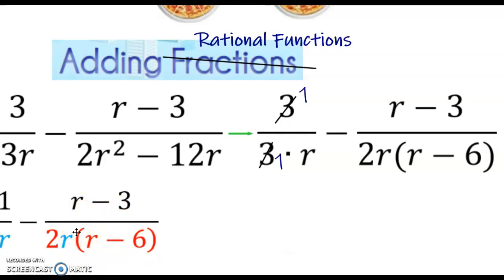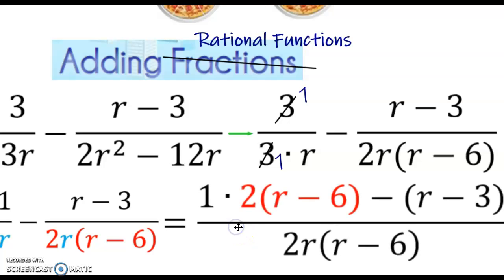So to make this a common denominator, we need to multiply this fraction also by the 2 and the r minus 6. That gives me a common denominator of 2r, r minus 6, and I had to multiply my numerator by the 2 and the r minus 6, because I had to do the same thing to the top and the bottom. So the bottom became 2r, r minus 6, and the top I had to multiply by all of those missing factors, basically. The second fraction contained all of the common factors, so that didn't need to be changed at all.